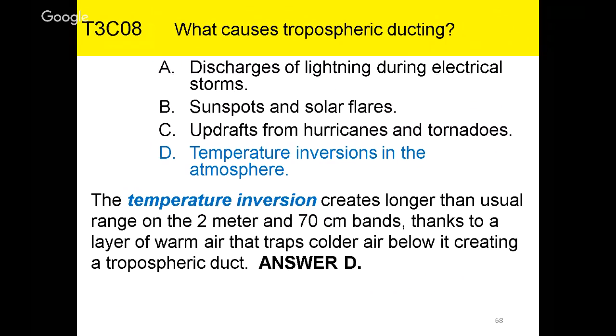There is a website available, I don't know what it is offhand, that tracks what is going on in the atmosphere at any particular time. And I've seen where temperature inversions have created the capability for 2 meter signals to travel, say from Virginia up into Indiana through the tropospheric ducting.